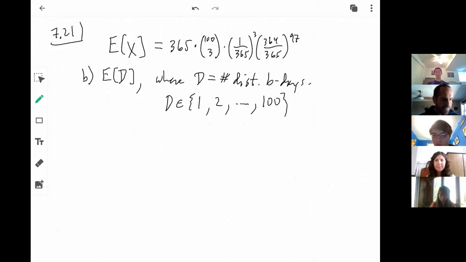What do you guys think? Any ideas? Is there some way to use indicators to help us with this? Is there a way that we could, instead of looking at when everybody has a distinct birthday, do 1 minus the probability that everybody is on the same birthday? Well, yeah, something like that is what I have in mind, yes.